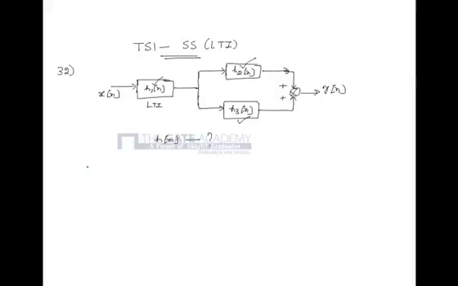From the given figure, we see that the LTI systems of impulse responses h2 of n and h3 of n are in parallel. So the impulse response of the parallel combination would be h2 of n plus h3 of n.